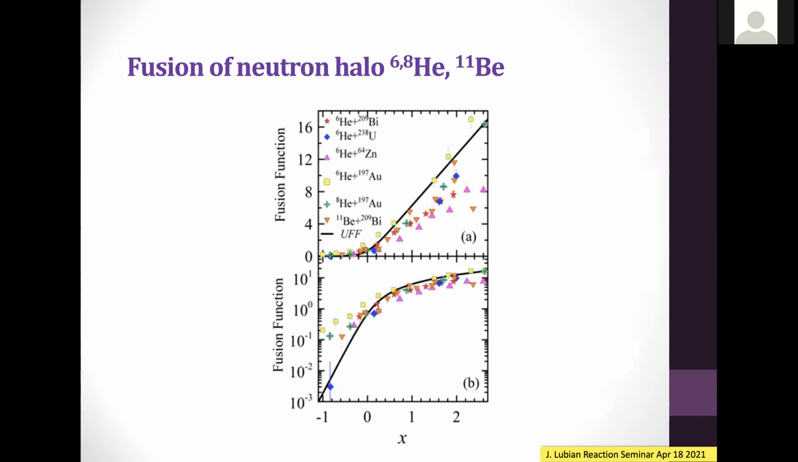Okay, and for the halo nuclei, in this case helium-6 or other neutron rich nuclei like helium-8 and beryllium-11, except for the data for helium-6 plus gold-197, there is a hindrance of the total fusion. In this case, remember that the experimenter does not separate the absorption of the core from that of the complete projectile. So the situation here is slightly different. So this is the main conclusion.